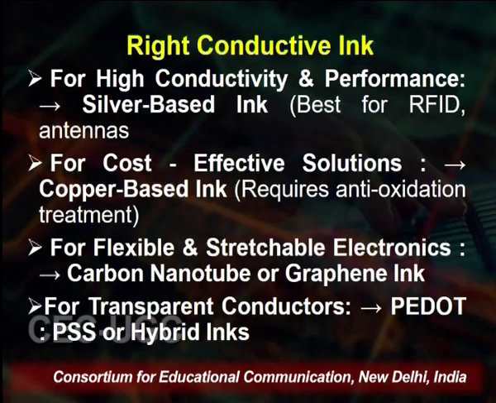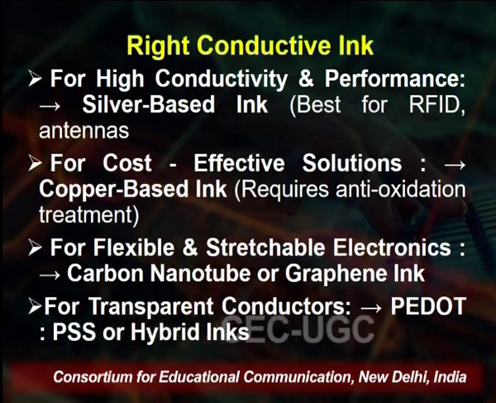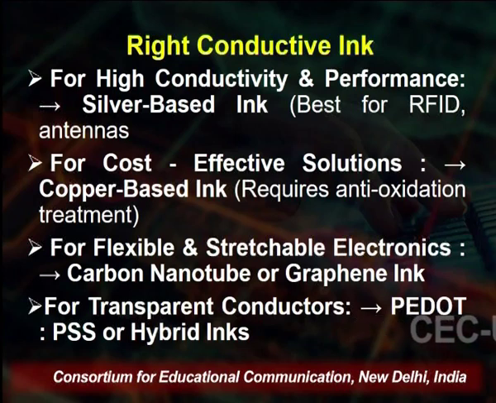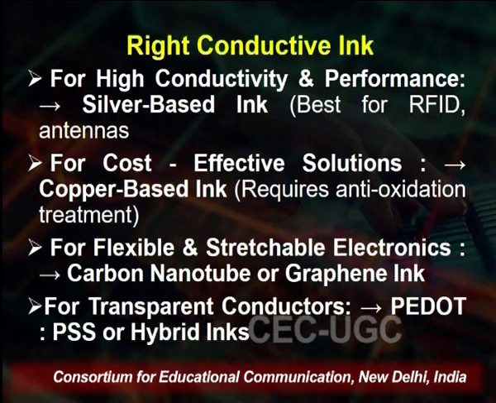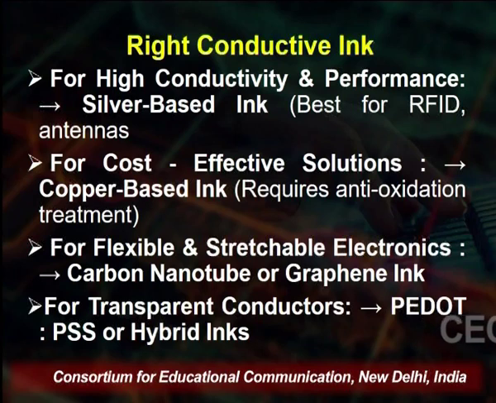How do we choose the right conductive ink? We choose the right conductive ink by considering conductivity and performance. Like silver-based ink we can choose if we need high conductivity. For a cost-effective solution, we can use copper-based ink, which requires an anti-oxidation treatment. For flexible and stretchable electronics, we can use carbon nanotube or graphene ink. For transparent conductors, we use PEDOT, that is the polymer, or PSS or the hybrid ink. So we can use these inks for different purposes.